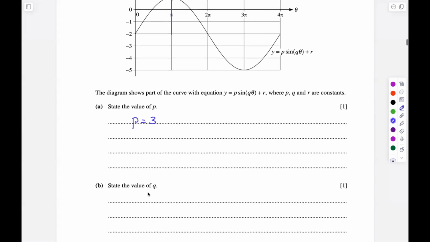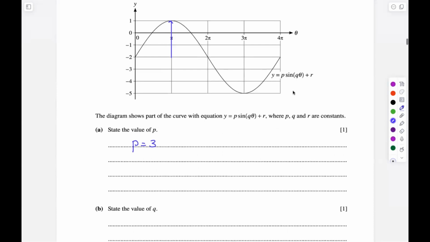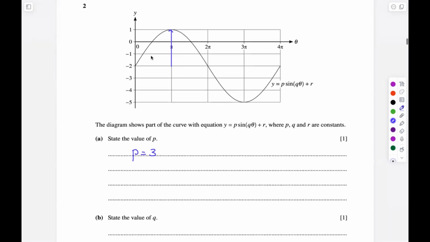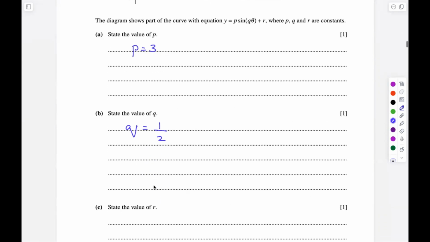In part B, we have to state the value of q. Now this q is basically the number of revolutions of the sine graph in 2 pi radians. We can see that over here, the sine graph is making half a revolution in 2 pi and one complete revolution in 4 pi. As q represents the number of revolutions in 2 pi radians or 360 degrees, as it is making half a revolution, it means that the value of q will be equal to 1 upon 2.